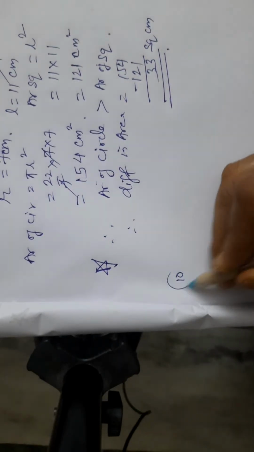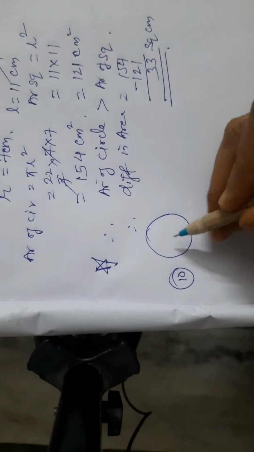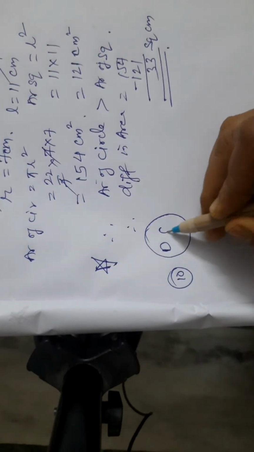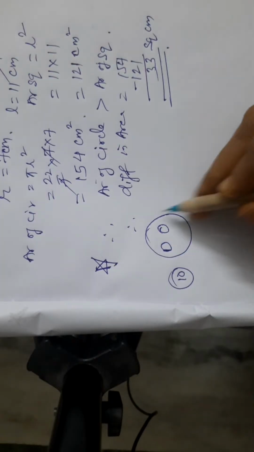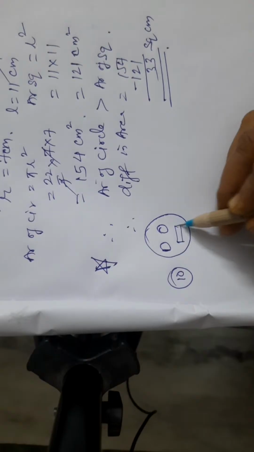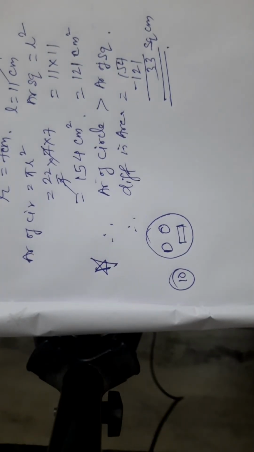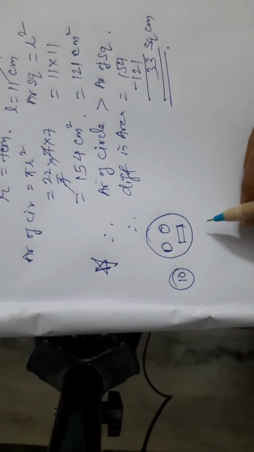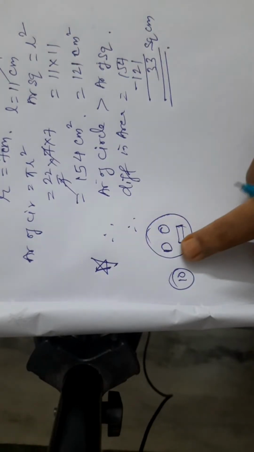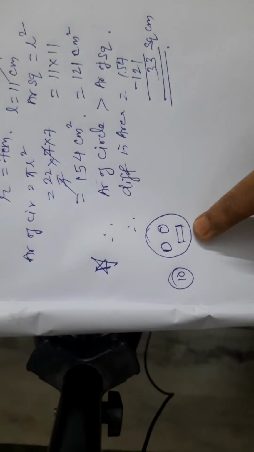Question number 10. Here in the 10th question, a figure is given where there is a complete circle, two circles are there along with a rectangle. Measurements of all the figures are given. We need to find out what is the area of the remaining part. Out of the circular part, they removed two circles along with the rectangle. What is the area of the shaded part?